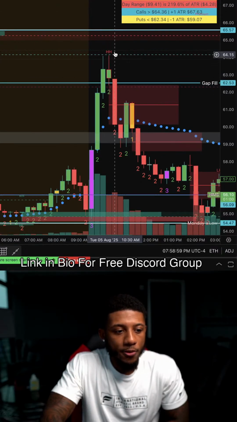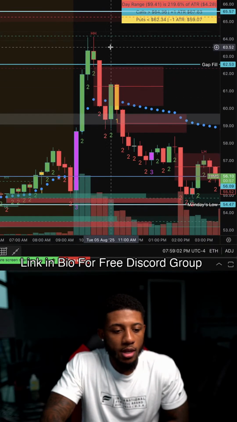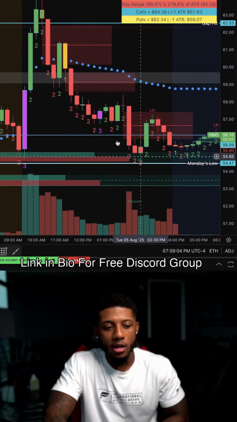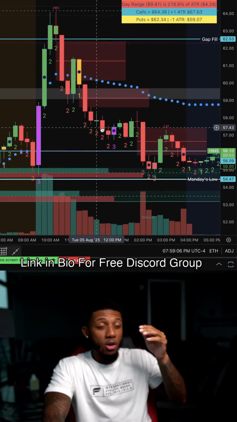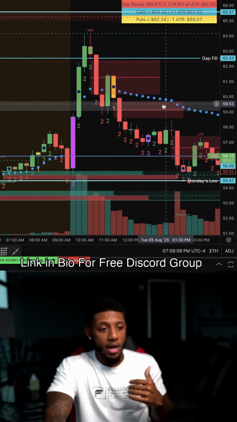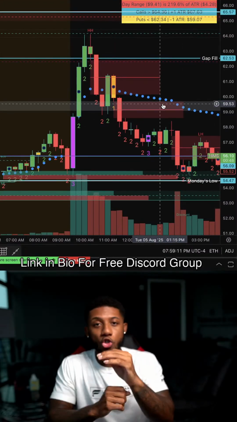So price came up, filled the gap, hit your target, and then it came right back down to where? The order block. I don't think it could get any simpler than this, right? I don't think, if you don't understand the strat yet, right?